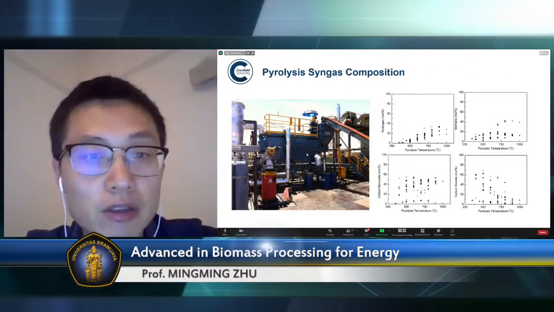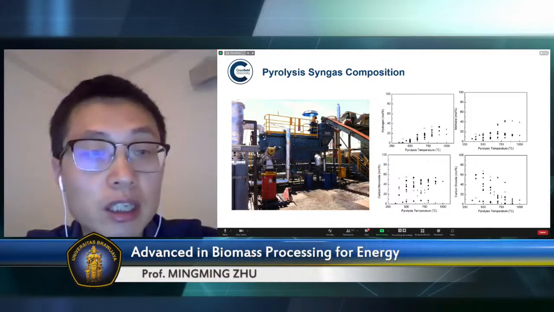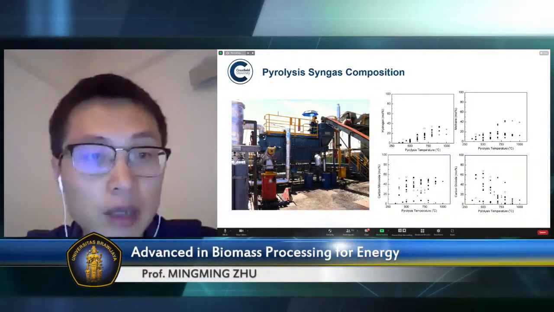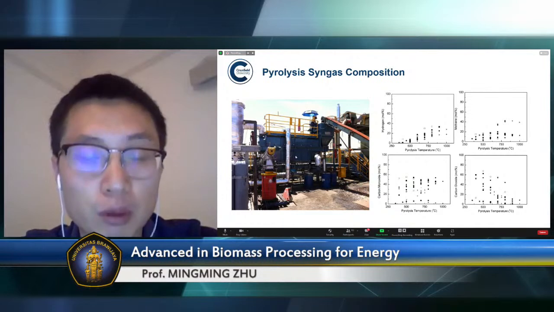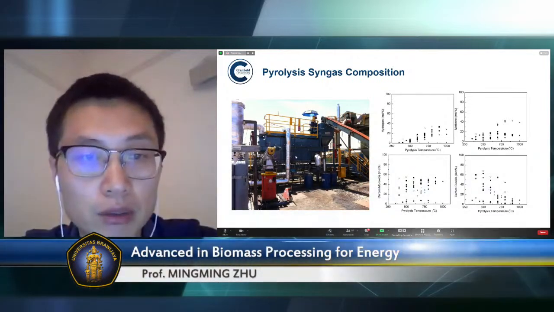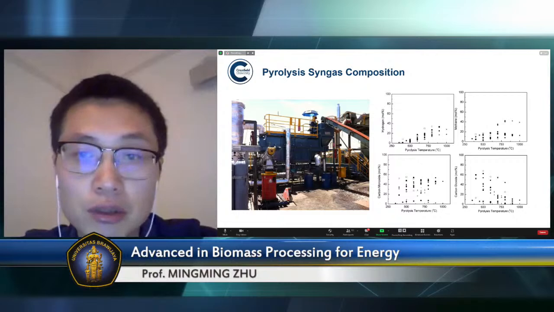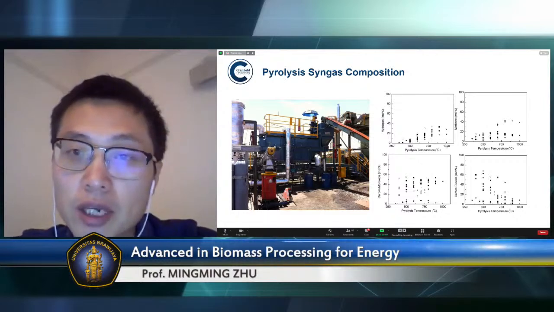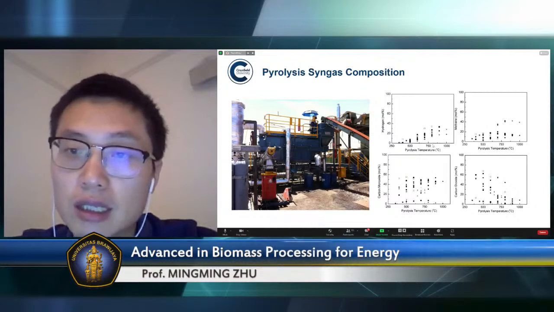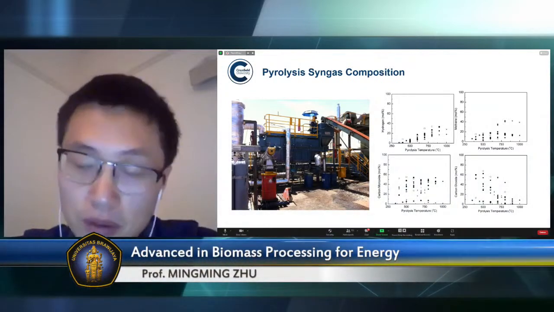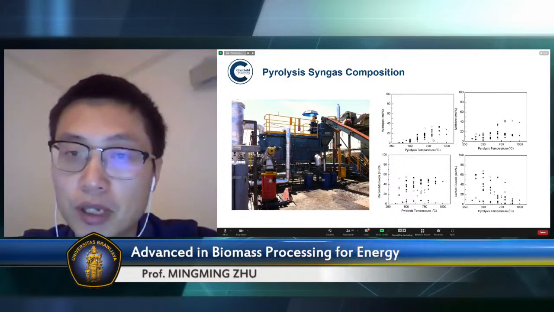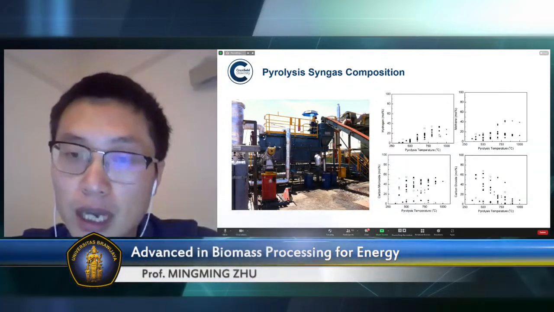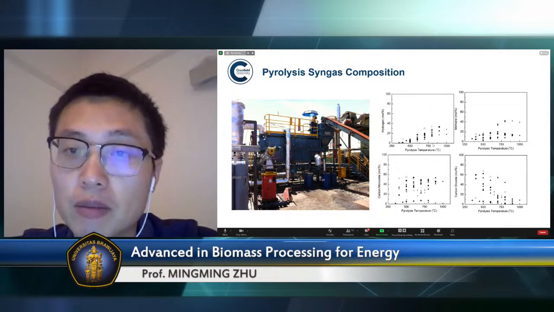So this is the pilot-scale demonstration, a kiln reactor, which can process like 100 kilos of woody biomass and produce syngas. And as you can see, the hydrogen concentration in the gas, what we call pyrolysis gas, can reach like 30 or 40% at a relatively high pyrolysis temperature.